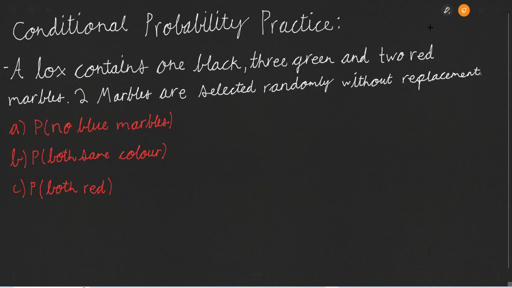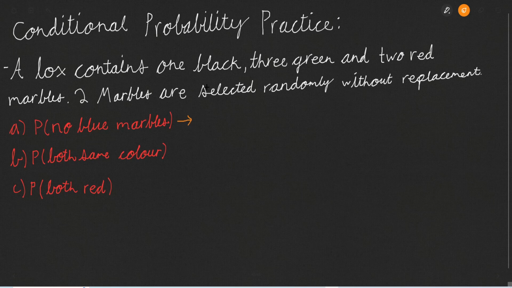Alright, so today we're going to be going over conditional probability, but practice questions only. So our first question states that a box contains 1 black, 3 green, and 2 red marbles, and that 2 marbles are selected randomly without replacement. So our first question is the probability of no blue marbles.